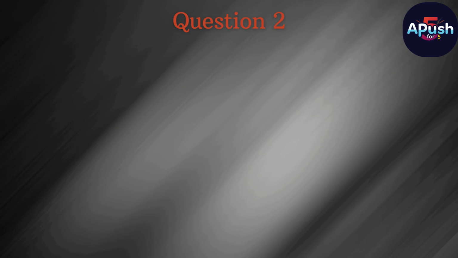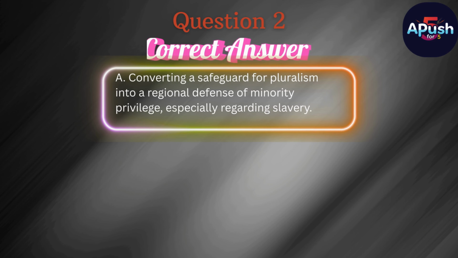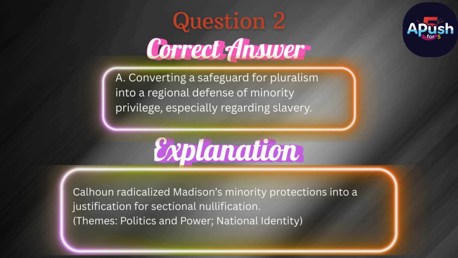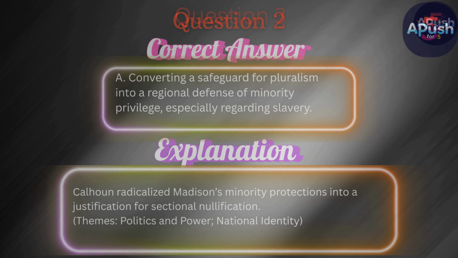The correct answer is A. Converting a safeguard for pluralism into a regional defense of minority privilege, especially regarding slavery. Calhoun radicalized Madison's minority protections into a justification for sectional nullification.